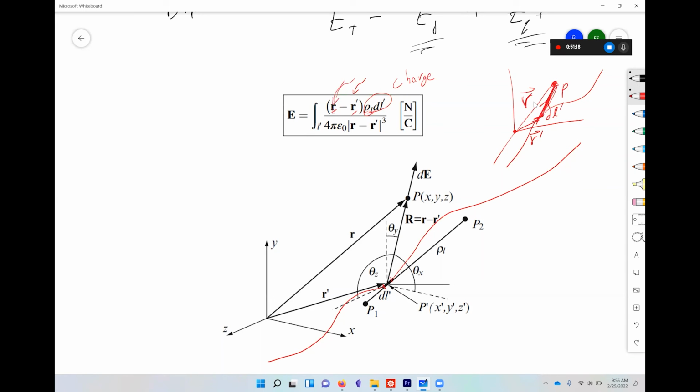R is constant. Why is R constant? Because R points to the point in space where we are calculating the field, and we're calculating the field, in this case, only for a specific point in space. So R is constant. It's important in these integrals to know what is changing as you're summing up the integral, and what is constant. What is constant you can take out of the integral, and what is varying you cannot. You have to integrate.